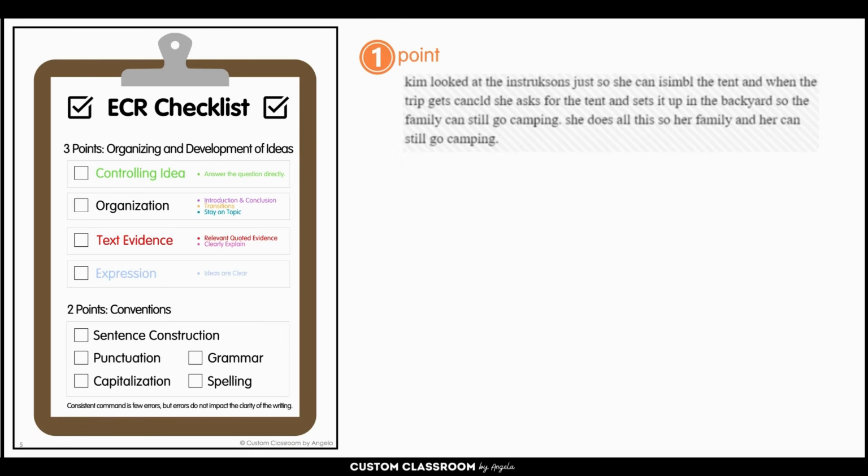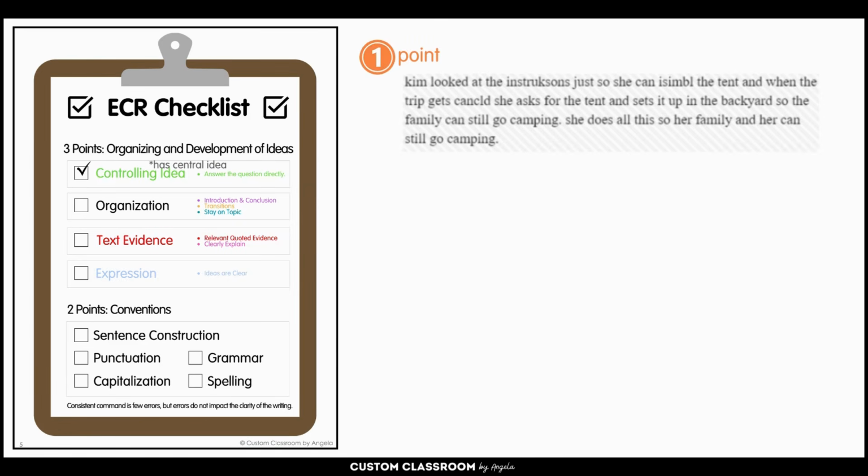So this first sample scored 1 point. It says Kim looked at the instructions just so she can assemble the tent. When the trip gets canceled, she asks for the tent and sets it up in the backyard so the family can still go camping. She does all this so her family and her can still go camping.